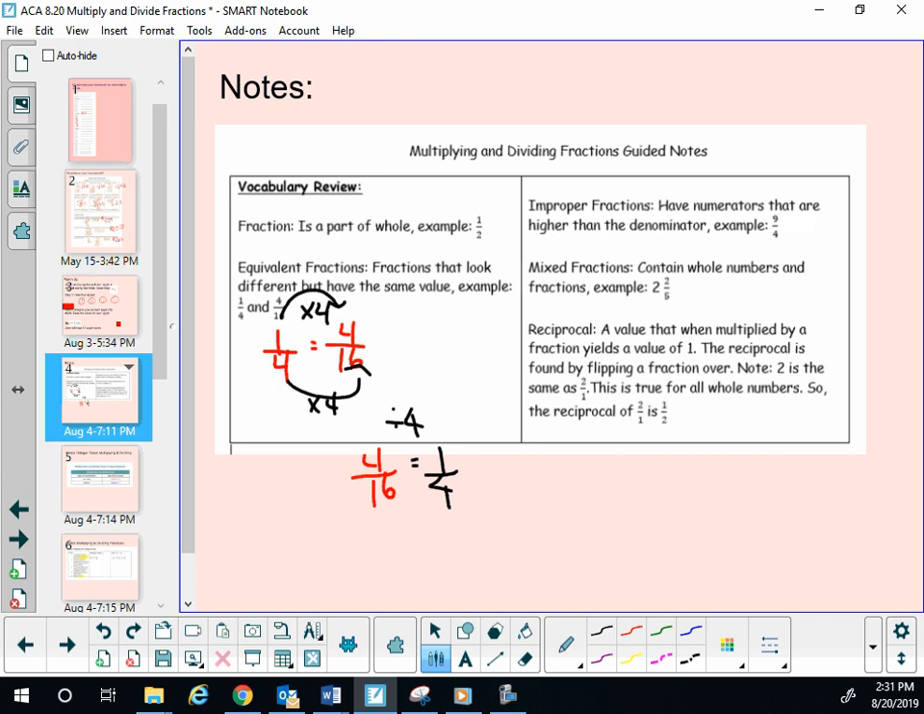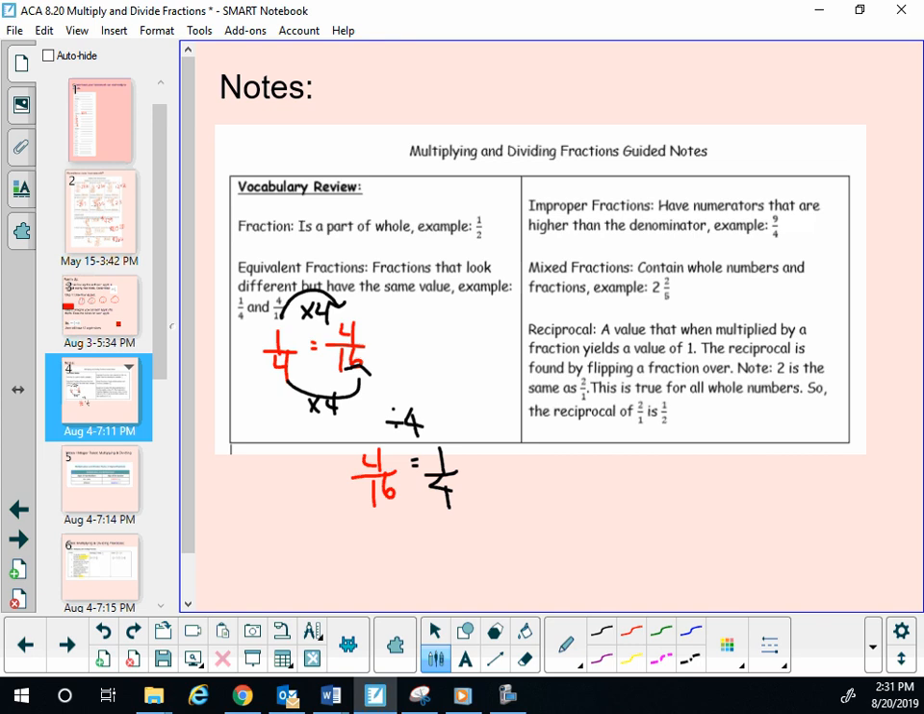Mixed fractions contain whole numbers and a fraction. So here we have an example. We have a whole number of 2, and the fraction is 2/5. So 2 and 2/5 is a mixed fraction.